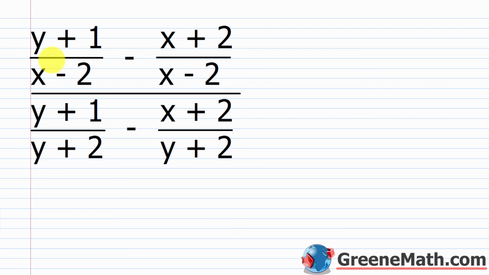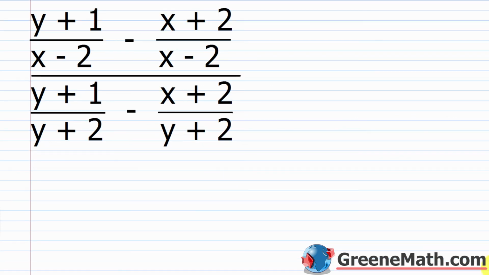So for this one, we have y plus 1 over x minus 2 minus x plus 2 over x minus 2. And then this is over y plus 1 over y plus 2 minus x plus 2 over y plus 2. So what I'm looking at here is an LCD. The denominators here are the same, x minus 2 in each case. The denominators here are the same, y plus 2 in each case. So all I can do is just multiply the denominators together. I can't do any better than that.